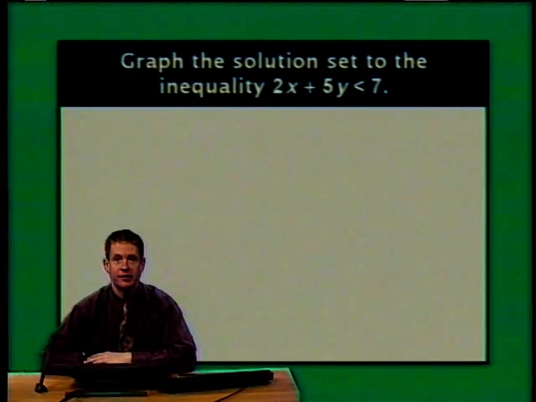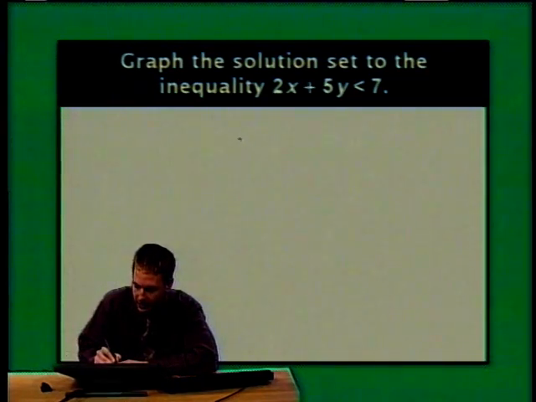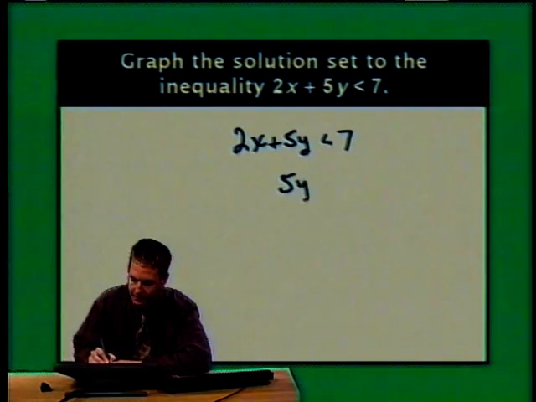So let's graph the solution set to the inequality 2x plus 5y is less than 7. This inequality has been given to us in standard form. If we want to use the tips posted on the last two screens, the first thing we need to do is manipulate this inequality into an equivalent inequality that is in slope-intercept form. I want to isolate y by itself on the left side of the inequality symbol. So let's start with our given inequality, 2x plus 5y is less than 7. And the first thing I want to do is subtract 2x from both sides of the inequality. That's going to give me 5y is less than 7 minus 2x.